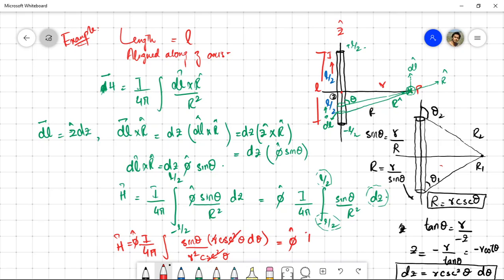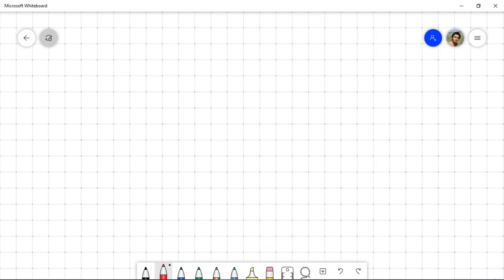Now phi hat is equal to 1 over 4 pi r, and inside we have sine theta d theta, and the limits are from theta 1 to theta 2. I think we'll have to move towards a new board. So where were we? Phi hat I over 2 pi r integral theta 1 to theta 2 sine theta d theta.